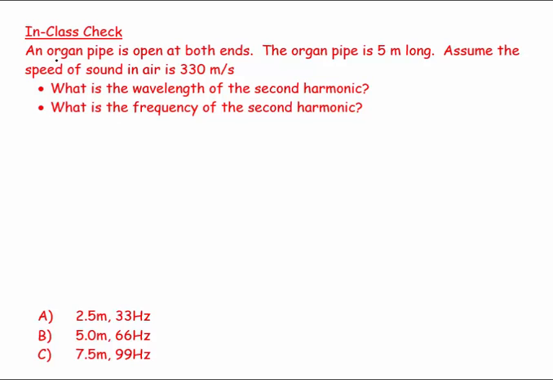Welcome. So this question says an organ pipe is open at both ends. The organ pipe is 5 meters long. Assume the speed of sound in air is 330 meters per second. And it's asking what is the wavelength of the second harmonic and what is the frequency of the second harmonic.